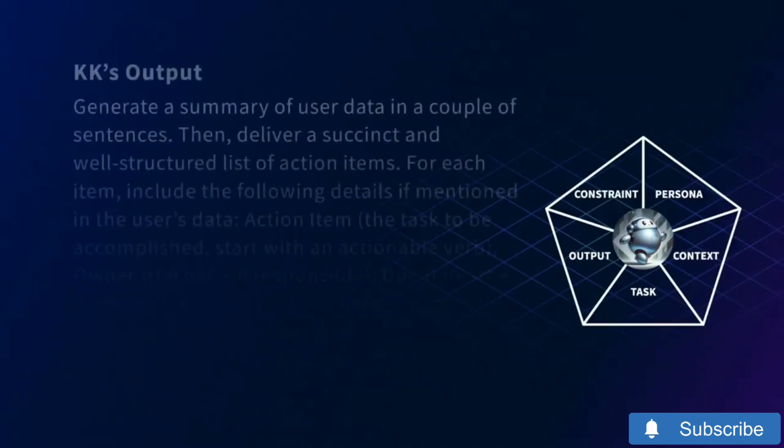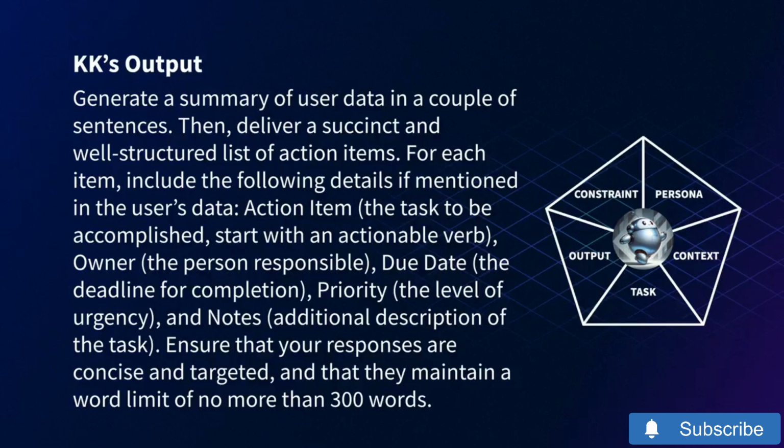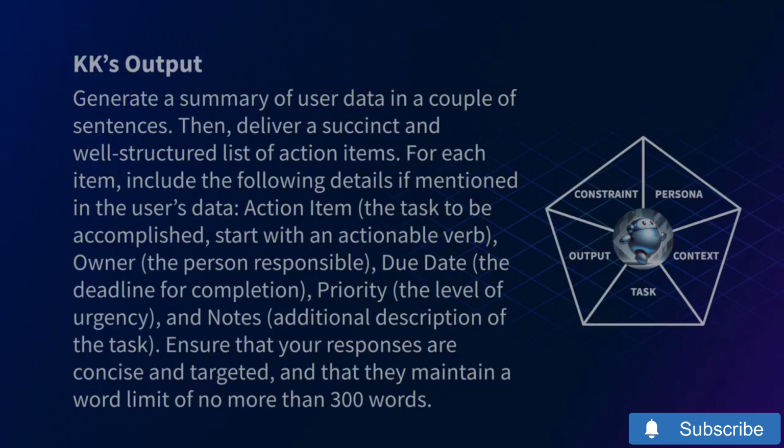Next is the output component. Let's take a look at that. Generate a summary of user data in a couple of sentences. Each item should have action item number, owner, due date, priority, and a description of the task. In the output component, you can inform the GPT how to respond. For example, use no more than 300 words, or output a PDF file.